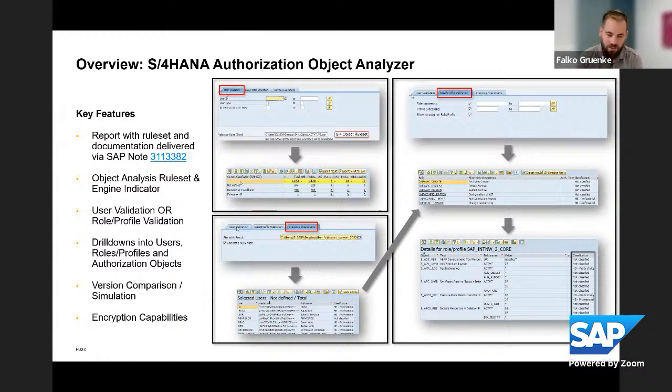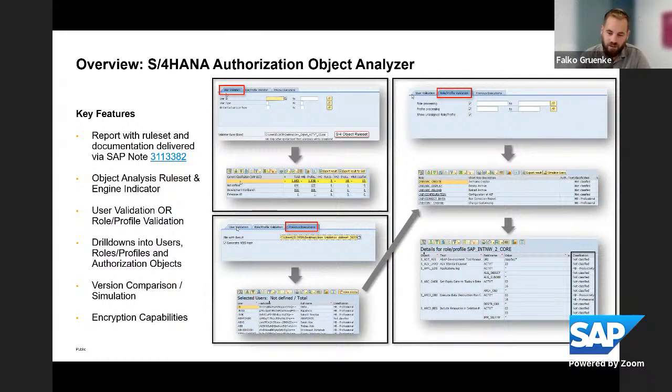From the user validation, you can also jump directly into the role validation and vice versa, depending on what you want to look into for the moment. When you're going into the role validation, you will get the role, the description of the role. You will get details around the role, as well as how many authorization objects are included there, and how many of those have been classified accordingly.